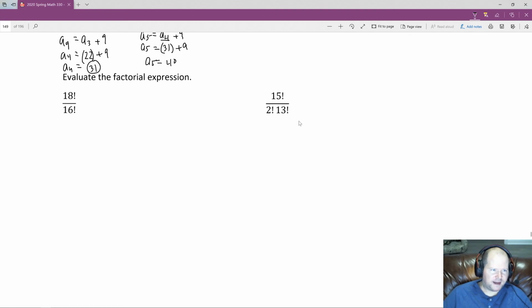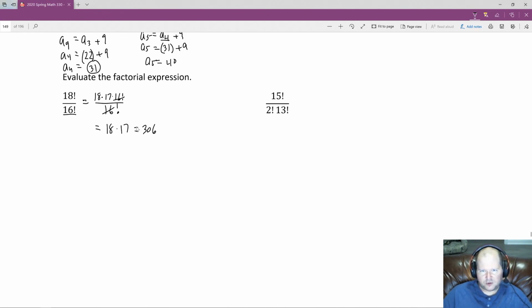When we evaluate the factorial expressions, this is a trick we used before. So I'm going to break down the larger factorial, the 18 factorial, until it matches the other factorial, the smaller one over here, the 16. So first it's going to be 18 factorial is 18 times 17 times 16 factorial, and now that matches the bottom. So you end up with a 16 factorial in the numerator and the denominator. They cancel out, which gives you 18 times 17. It gives us 306.